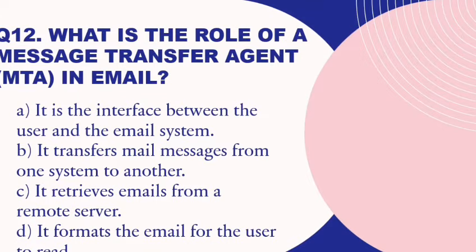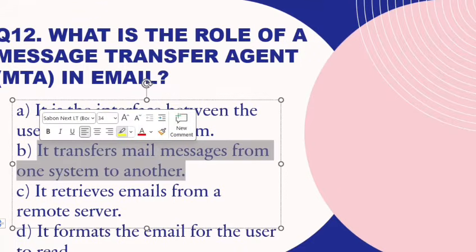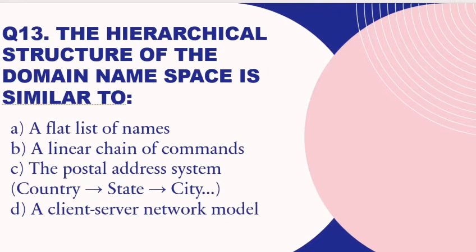What is the role of the message transfer agent, MTA, in email? Option A, it is the interface between the user and the email system. Option B, it transfers mail messages from one system to another system. Option C, it retrieves email from the remote server. Option D, it formats the email for the users to read. So the correct answer for this question is option B. It transfers mail messages from one system to another system. Moving on to the other question, which is question number 13.